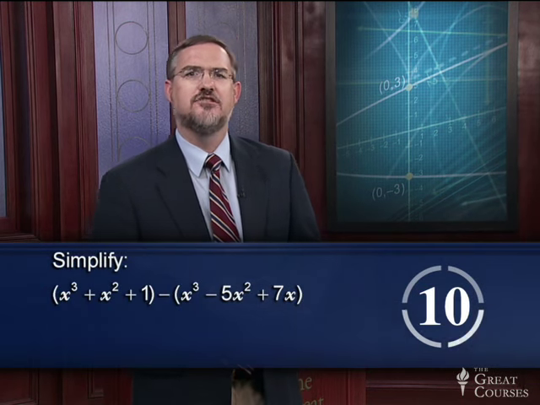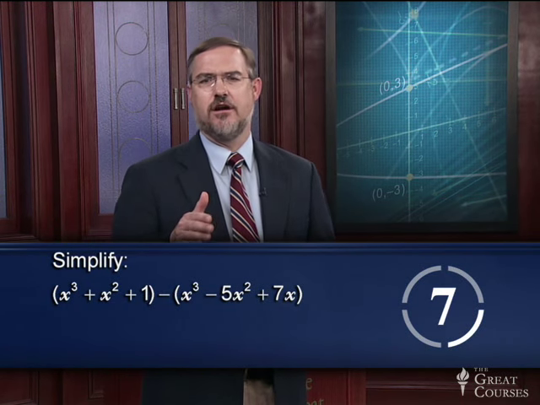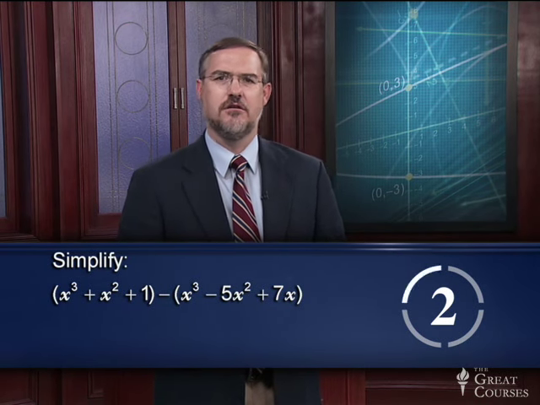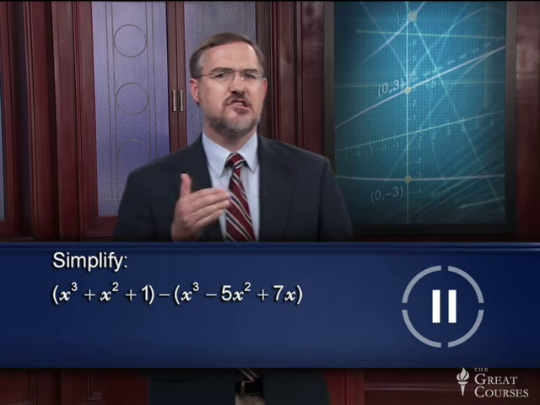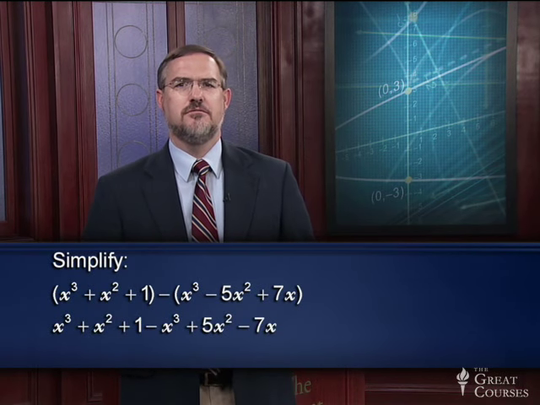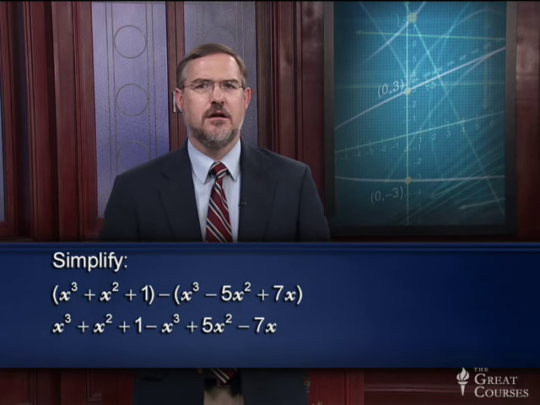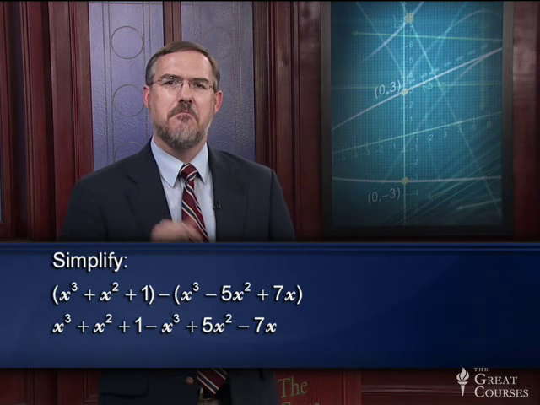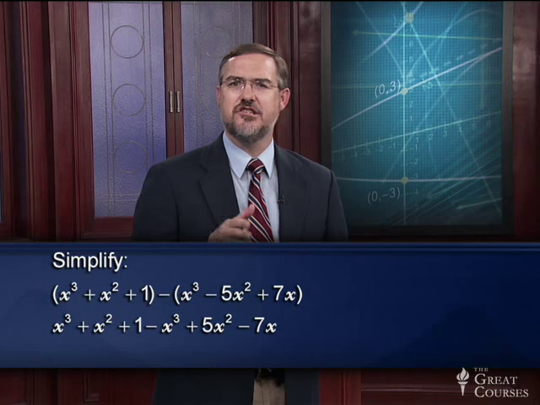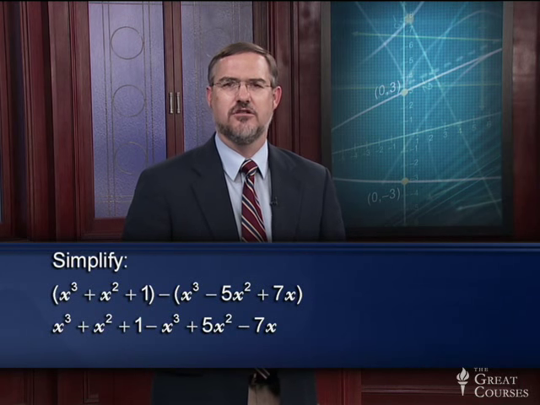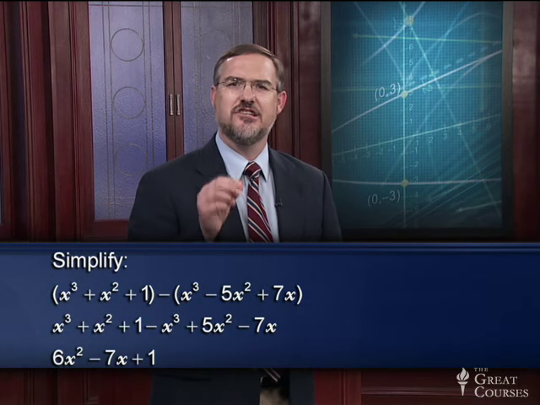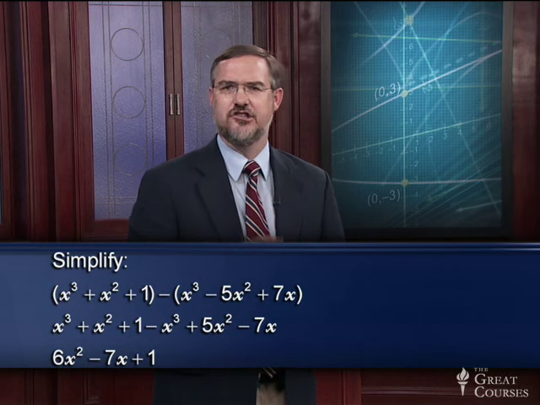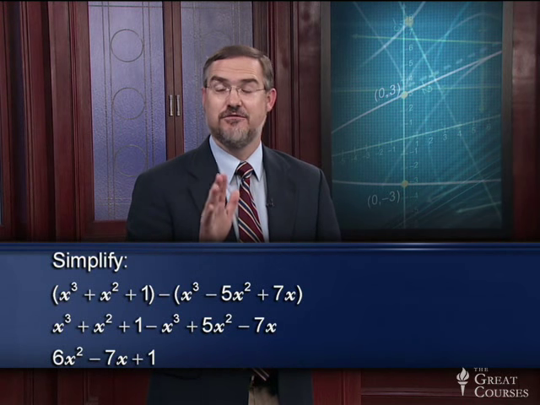So here's the problem. Take x cubed plus x squared plus 1 minus the polynomial x cubed minus 5x squared plus 7x. Again, this is the same as x cubed plus x squared plus 1 minus x cubed plus 5x squared minus 7x. And this then combines, now that we've done that distribution of the minus sign, to 6x squared minus 7x plus 1 once you write it all in standard form. Is that what you got? That's good if you did.